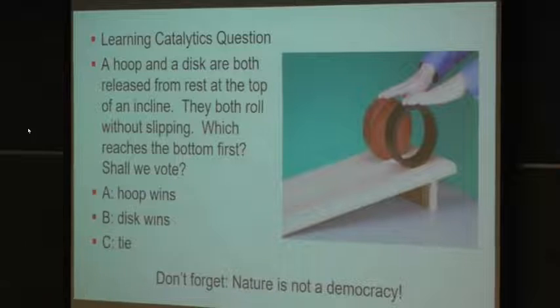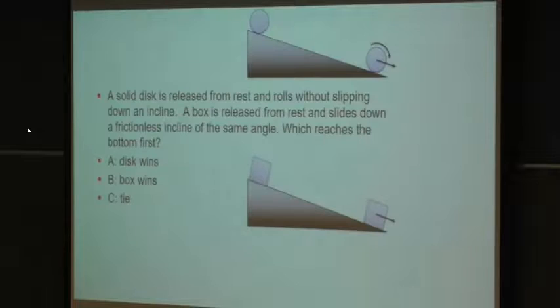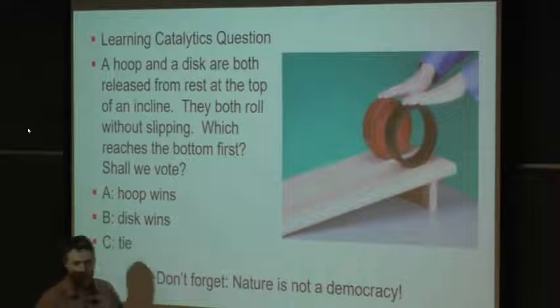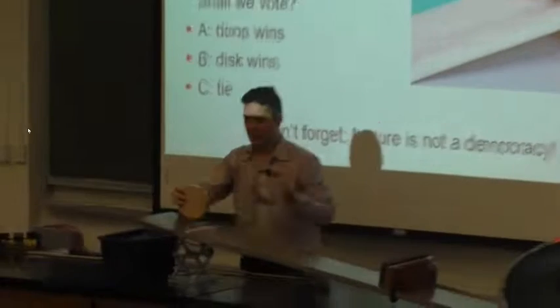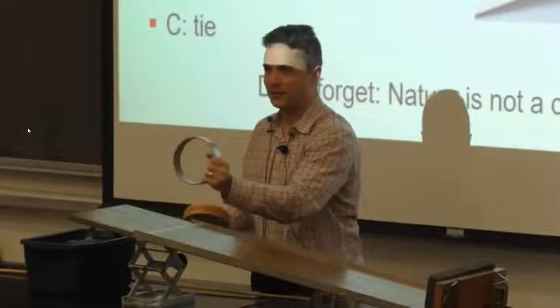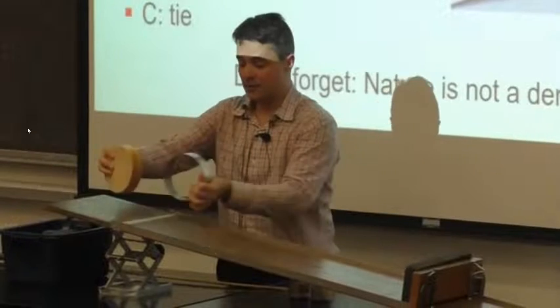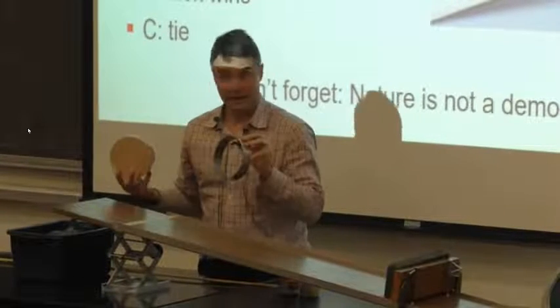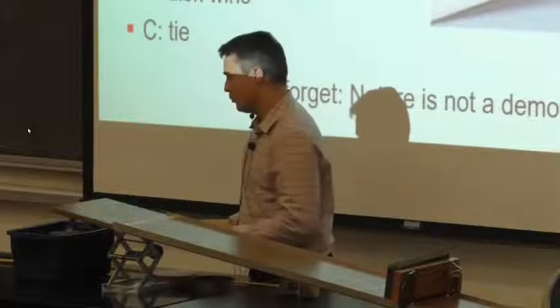Let's do this. So what we're going to do is, whoa, okay, slow down. We're going to have a vote. So I'm going to do a race between this disc, which is going to roll without slipping, versus this hoop, which is going to roll without slipping down the same incline. We're going to start them right side by side, let them roll, again, without slipping, and see which wins.